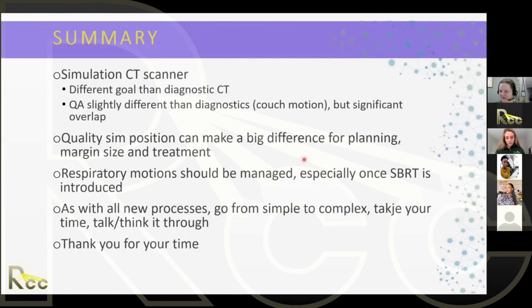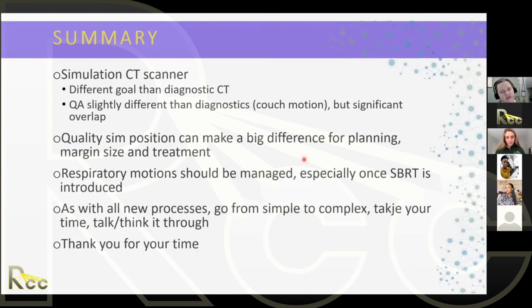So with that, we're already at the end. Lots of information on simulation. But just to summarize the major points, your simulation CT scanner has slightly different goals than diagnostic CT. And that makes the QA also slightly different than diagnostics, because couch motion and lasers play a much larger role in getting a good simulation done.